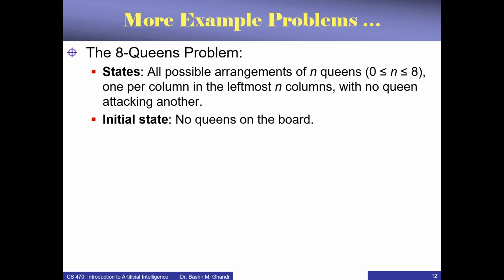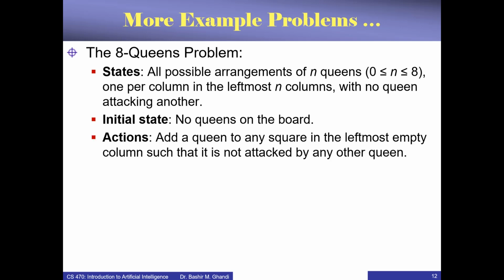The initial state is that the board should be empty initially. When you put your first queen in the first column, you have started to solve the problem. But initially, there are no queens at all on the board. What are the actions? An action simply means add a queen to any square in the leftmost empty column. So not any column, just the leftmost. Of course, if the board is completely empty, you can only put your queen in the first column. And then in the next state, you can only put in the second column and so on.